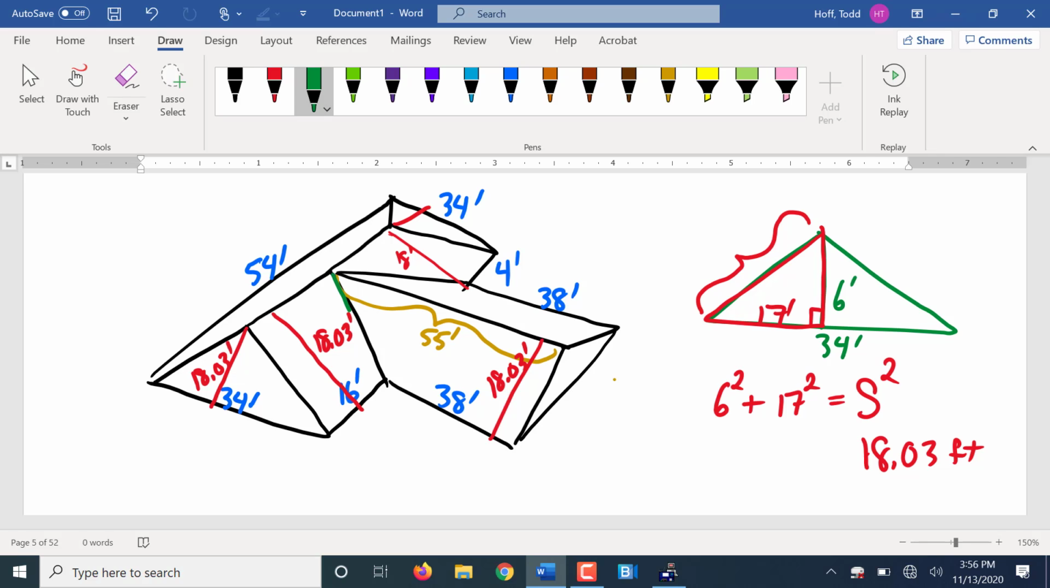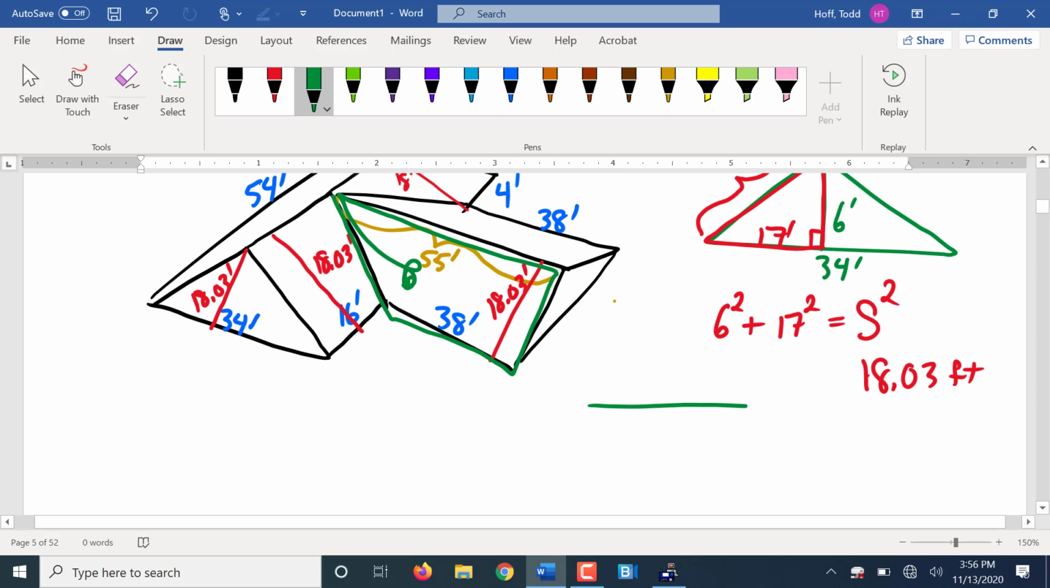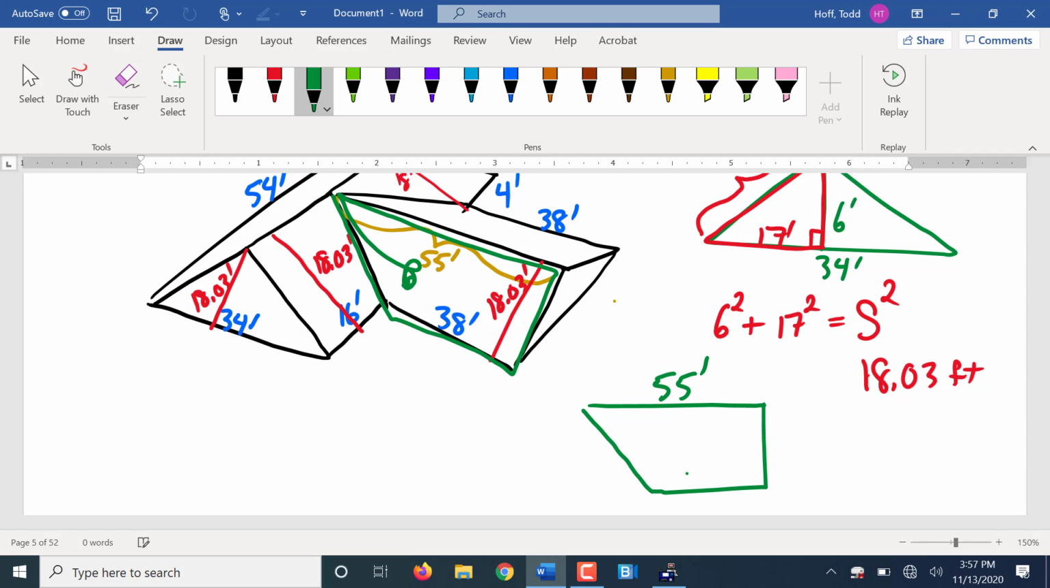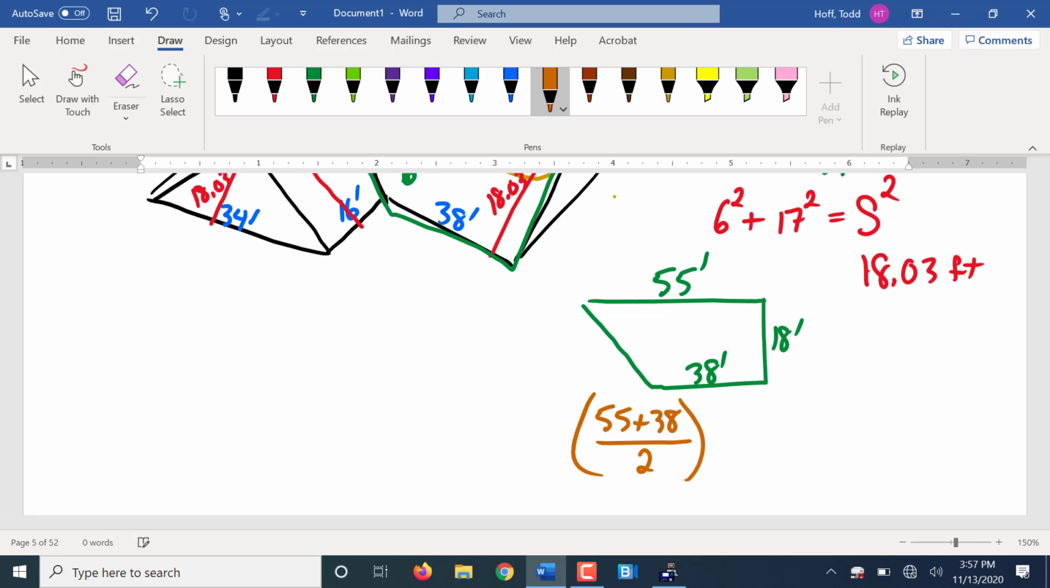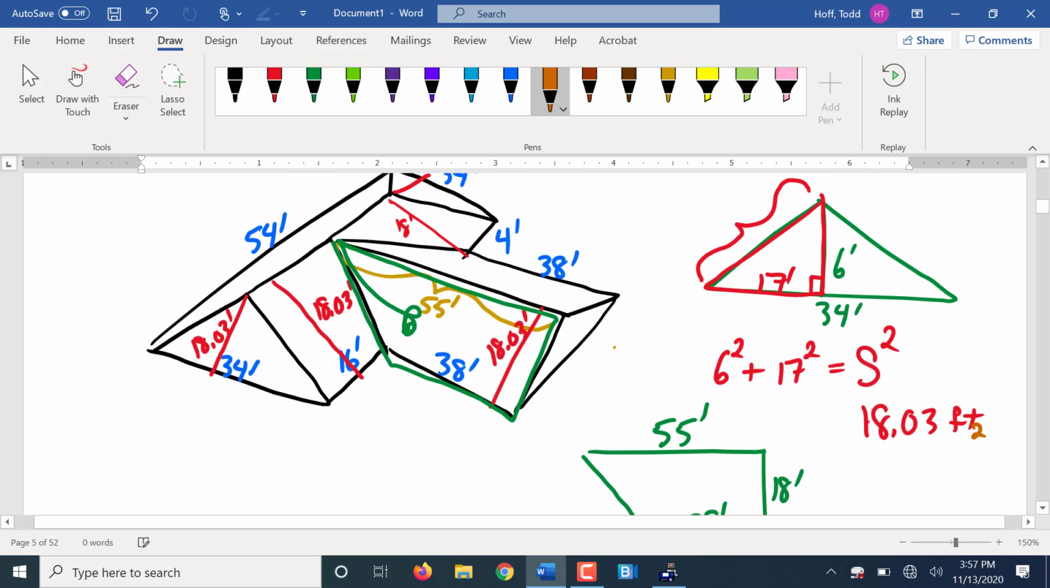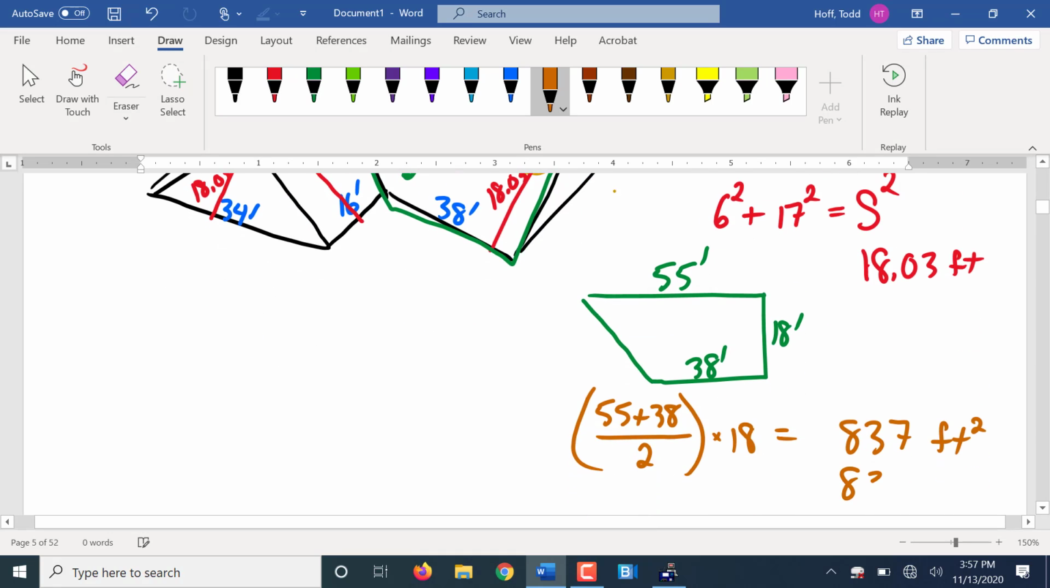I'm going to start with this surface right here on this side of the house. It's a trapezoid with a base of 55 feet and 38 feet. And let's just go with 18 feet. We'll go with what it has labeled there, make it easy on ourselves. How do I find the area of a trapezoid like that? Perfect. 55 plus 38 divided by 2, and then times 18. What's that give us? 837. Perfect. Now, we have another one of those back there that's the exact same size. So another 837.